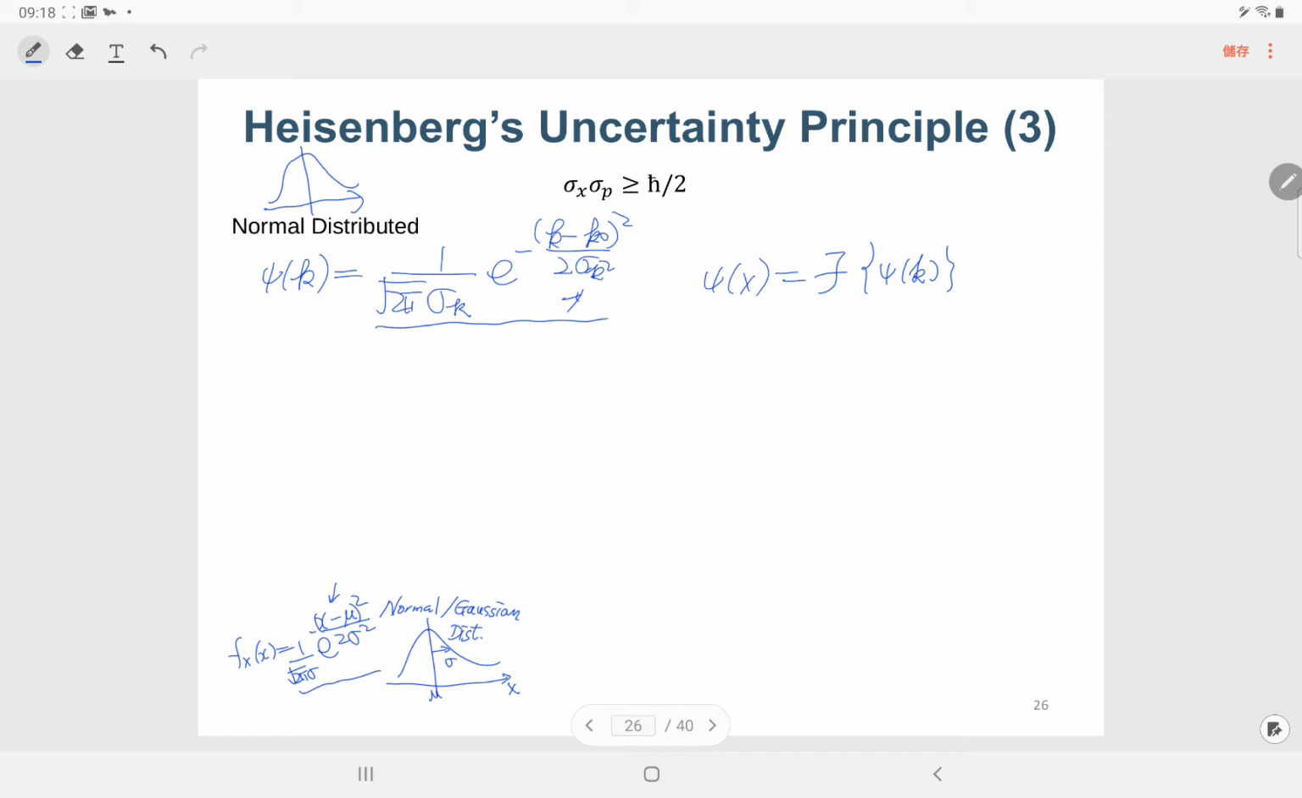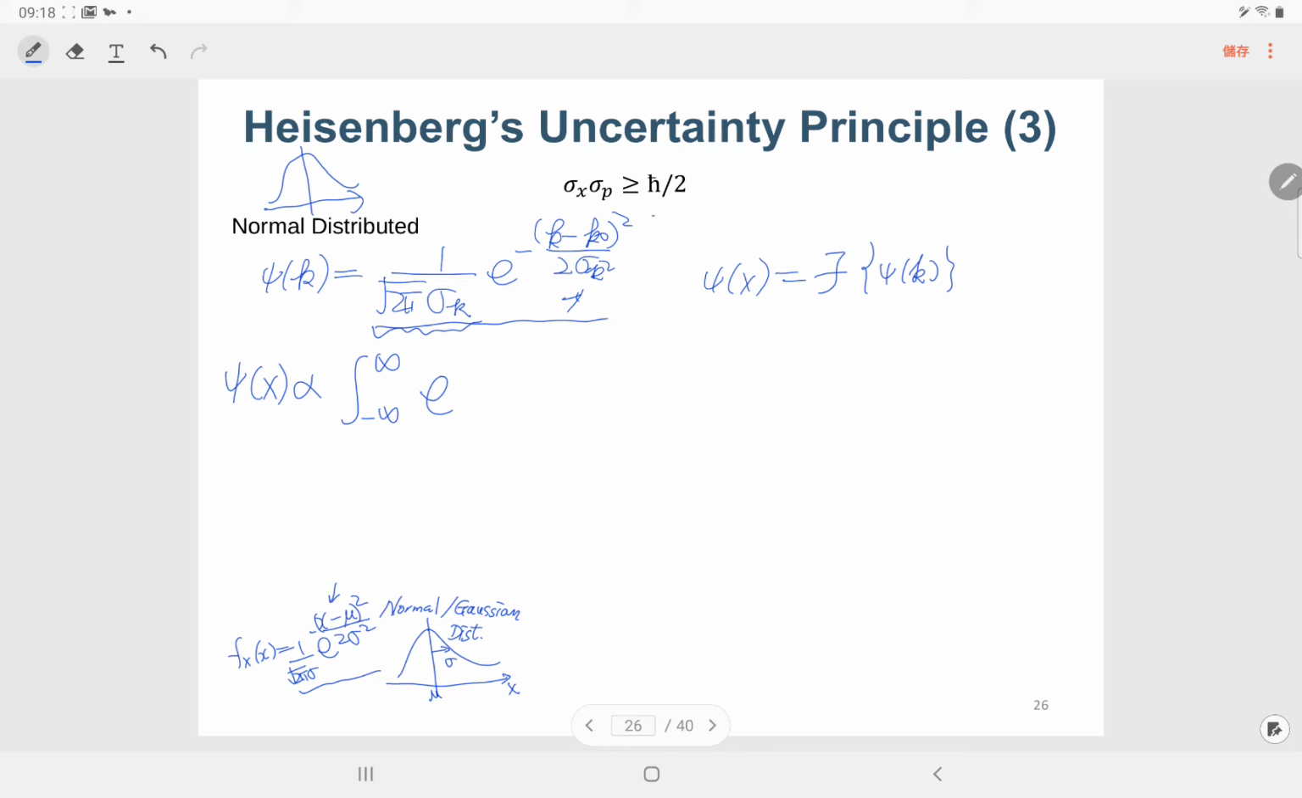So it will look like this. Maybe we can just skip this part because it's just a normalization factor. We don't really need to care about it, and we have not really normalized it yet. So maybe we can write it like this. It's the integration of this part.